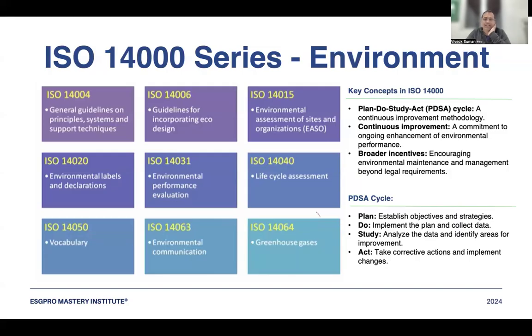ISO 14040 is a critical one when you are talking about GHG. Why? Because this covers the life cycle assessment. Clear-cut, detailed policies and procedures are inbuilt in 14040, while ISO 14050 is a kind of vocabulary relating to different environmental science, so that is covered there.